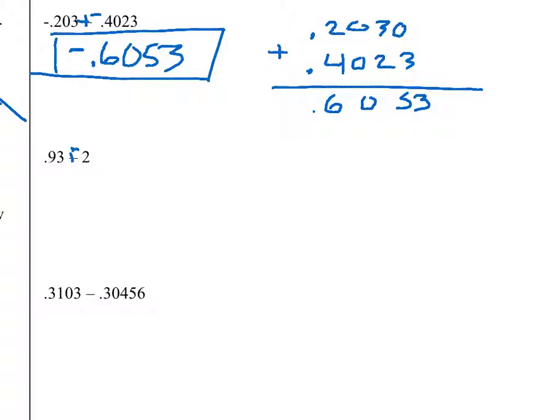So for me, this one seems pretty obvious to me. I'm thinking about this as money. This is 2.00. That's going to be larger than my 0.93. And since my 2 is my larger number, I know my answer is going to be positive or negative.